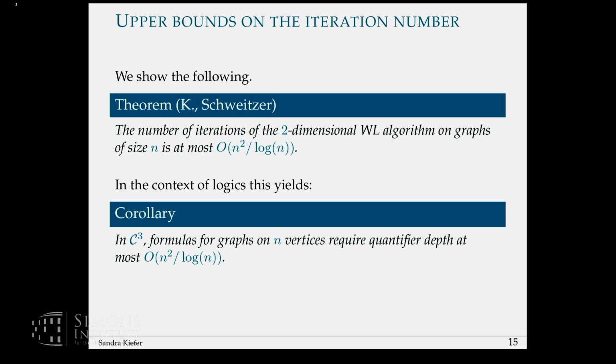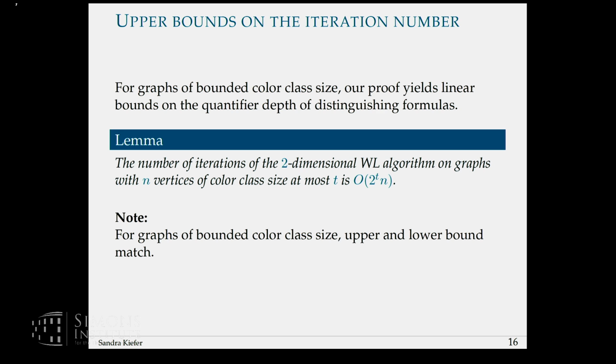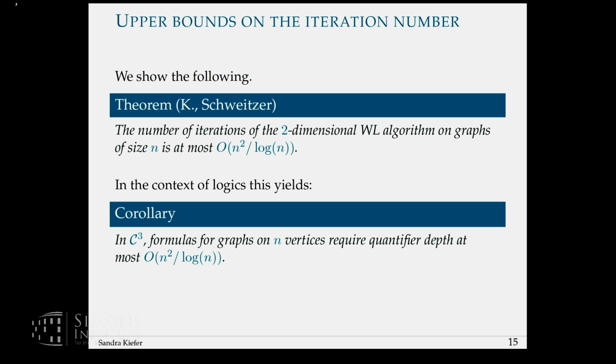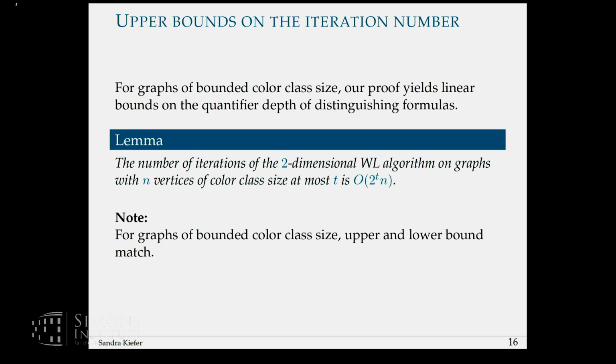So we have this new log n here, and you can translate this to logics by the correspondence which states that in the logic C3, formulas for graphs on n vertices require only this quantifier depth. And you do not see this now, but the way we have proven it actually shows that if you have graphs of bounded color class size by this lemma, then the upper bound is linear. So it's O of n when t is fixed. And therefore, for graphs of bounded color class size, the upper bound and the lower bound proven by Führer match up to a constant factor.